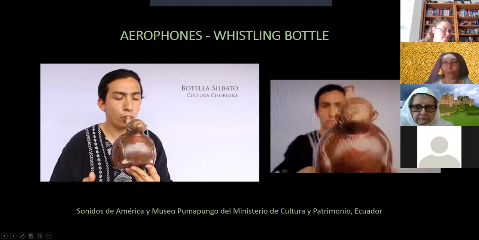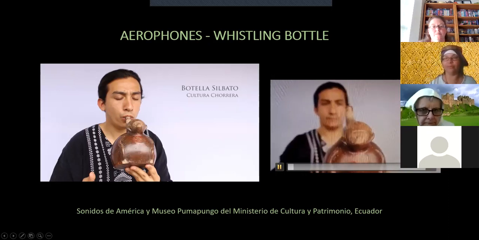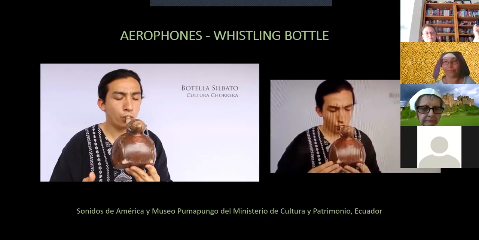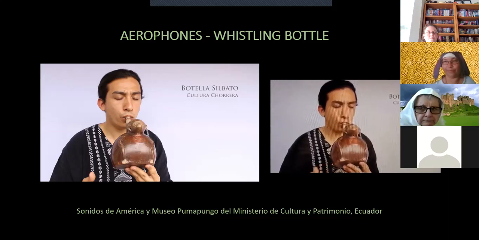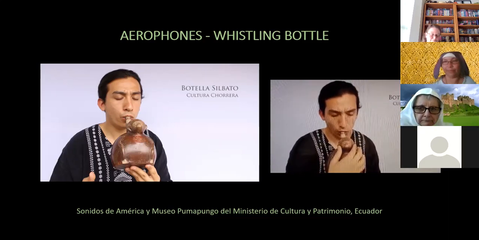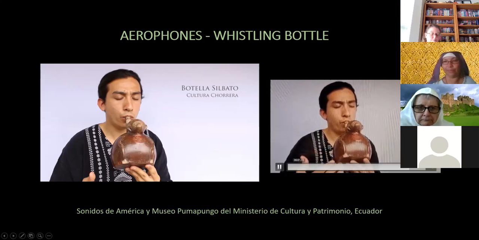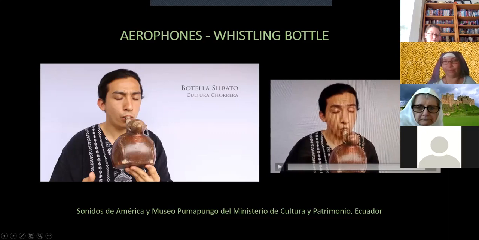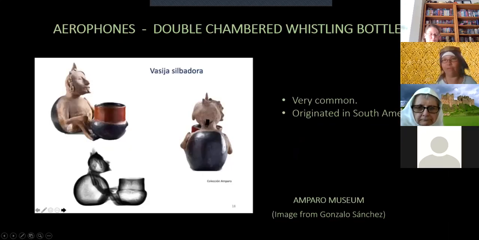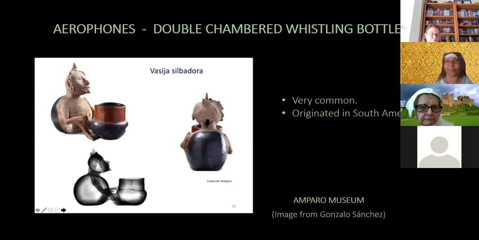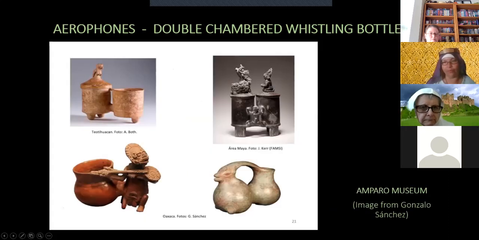Here we have some whistling bottles. Here we have a double chamber whistle. These are super common. You're gonna find them a lot. And they were originated in South America. Here we have more examples of them. They have different shapes. What's important is that it has two chambers.